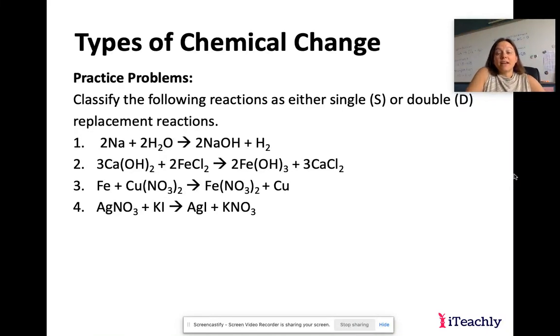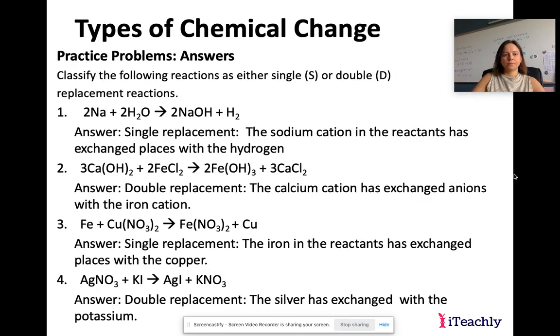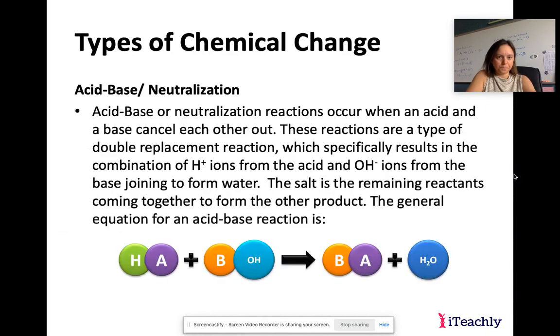So can you identify the difference between a single replacement and a double replacement? Let's see how you can do. So how'd you do? On 1 and 3, notice there's an element with a compound, so we know those are going to be single replacements. But on 2 and 4, notice we have 2 compounds, so we know we have a double replacement or double displacement.